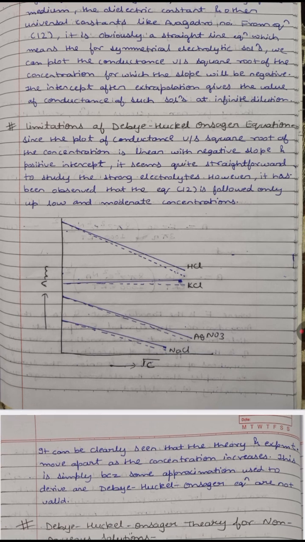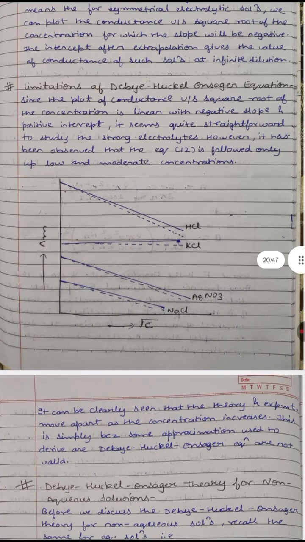From equation 12, it is obviously a straight line equation, which means that for symmetrical electrolyte solution, we can plot the conductance versus square root of the concentration, for which the slope will be negative. The intercept after extrapolation gives the value of conductance of such solutions at infinite dilution.